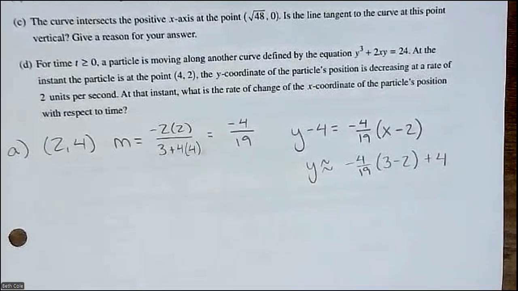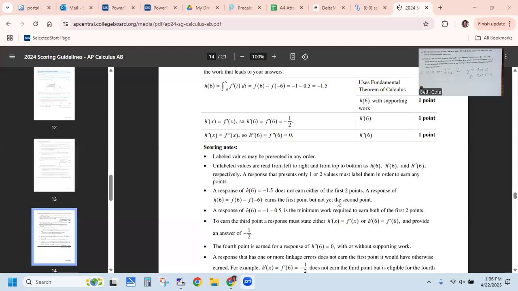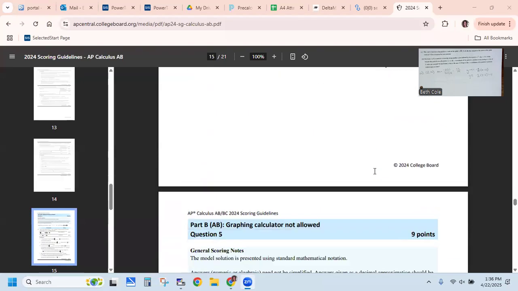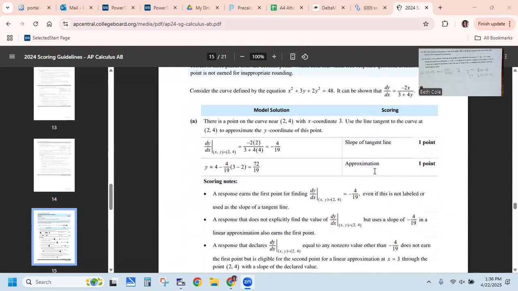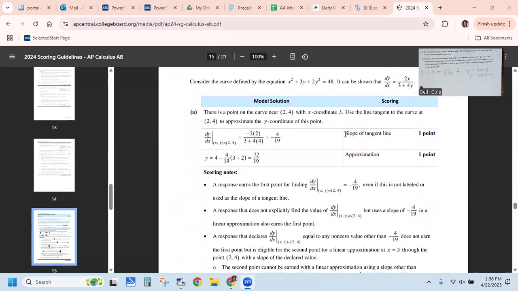All right, let's see, I think this might have been worth 3. That's not the right problem. Oh, no, it's only 2. All right, so you get a point for getting the slope of the tangent line. So if you got that -4/19, you got a point. And then if you got all the way to the final answer, you got a point. I feel like there should have been a third point in between where you wrote the equation.